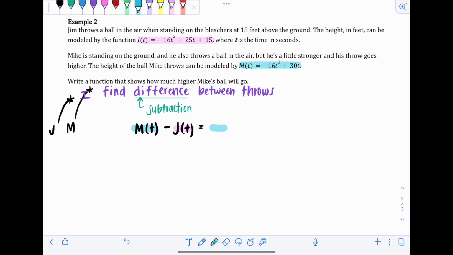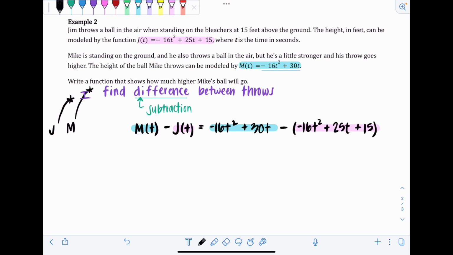So Mike's throw is going to go right here, and that was negative 16t squared plus 30t. I think I forgot to say t the first time. And then we're going to subtract Jim's throw next. So we'll do minus, and then since Jim's throw has multiple terms, we're going to put it in parentheses. So minus parentheses negative 16t squared plus 25t, and then plus 15.